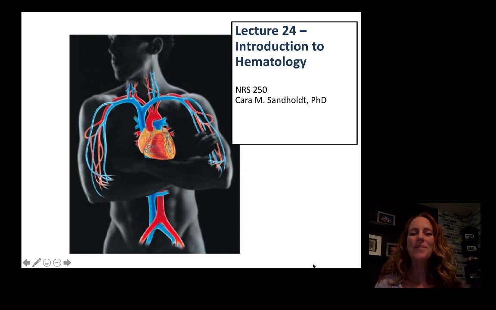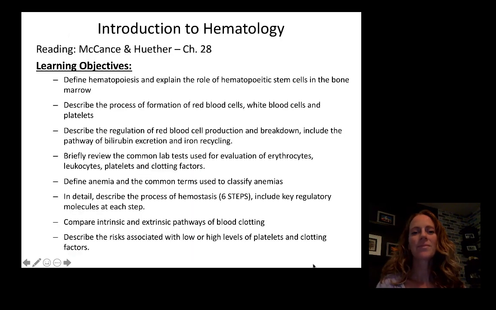All right, hi everyone. Now that we've finished the cardiovascular unit, we want to have a quick introduction to hematology. We're going to go through some of the material from chapter 28. There's quite a lot to be done for hematology, and you'll have a whole unit later on in the year that covers the basic conditions related to hematology.